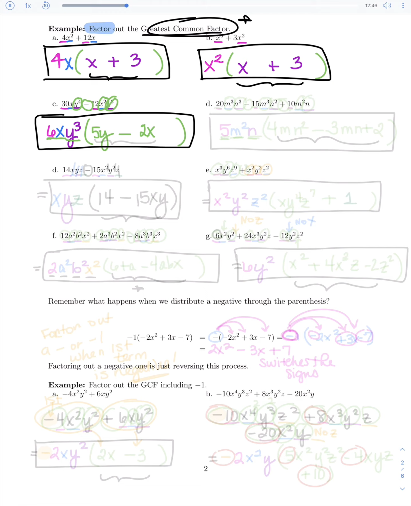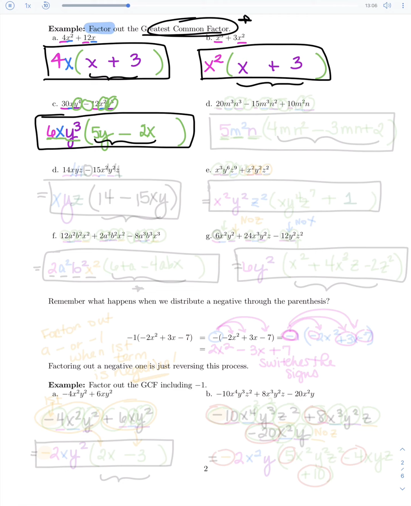And again, just double check that the 5y and the 2x don't have anything in common to make sure you got your greatest common factor. If they do somehow have something in common where they still have an x or they're still divisible by 2, it means you just didn't get everything out that you could have, so you just have to start over again.